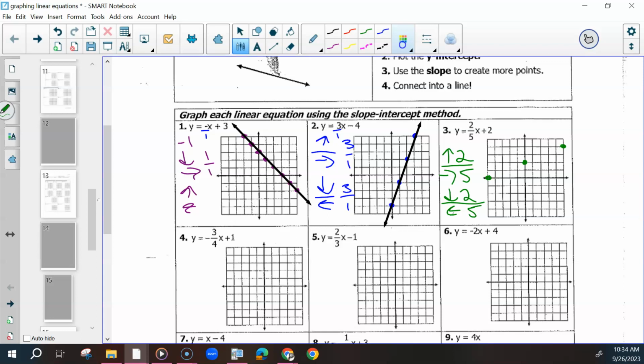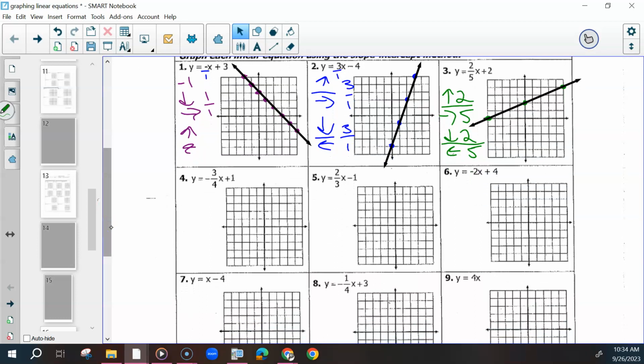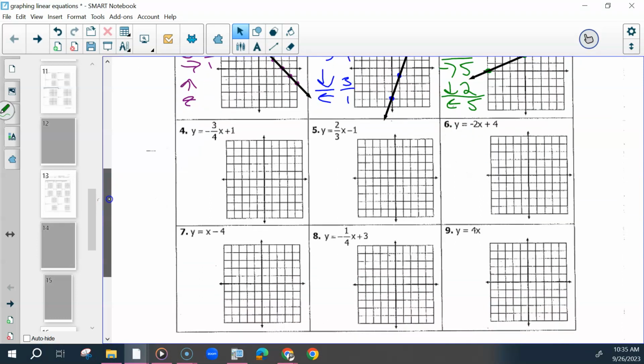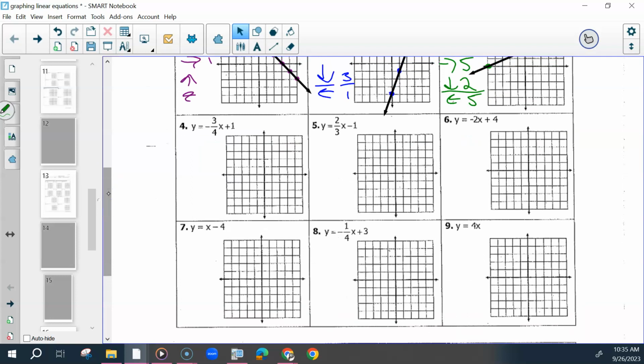Sometimes you'll have a bunch of points. Sometimes you'll have not as many. Sometimes you may only have 2. It depends on the graph. Once you have all of your points, go ahead and connect the dots. Use your ruler, make it straight, make a line. Did you have questions about the ones we went over?